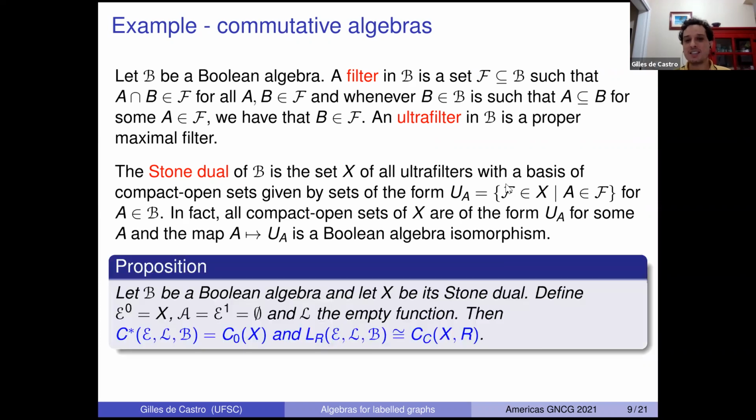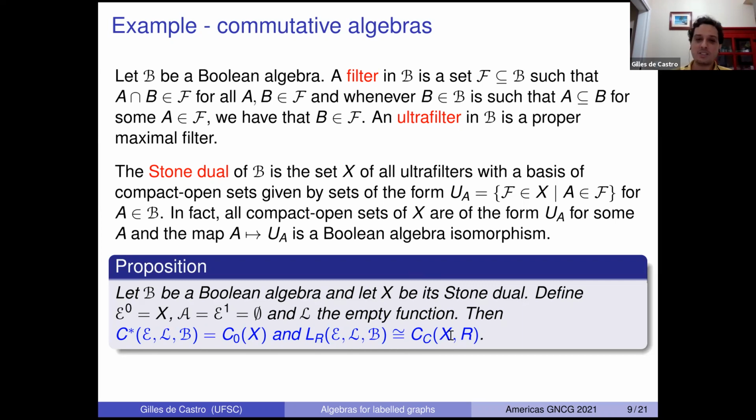And so we can make an extreme example in the sense that we are not going to consider any edge at all. So there's no edge, there's no labels. And the vertices are going to be the set of all ultrafilters. So we start with this Stone dual, and we take the edges to be this X itself. Because we have the information of the Boolean algebra, we can actually recover, in the C*-algebra setting, the continuous functions vanishing at infinity on X. And in the case of the Leavitt labeled path algebra, we recover these continuous functions of compact support. In this case, R is considered to have the discrete topology. So this is the same thing as saying these locally constant functions on X.